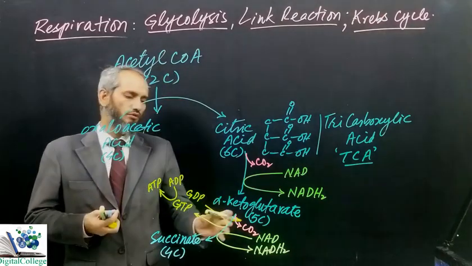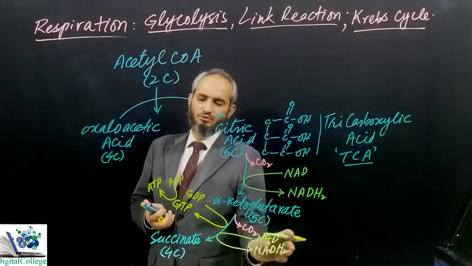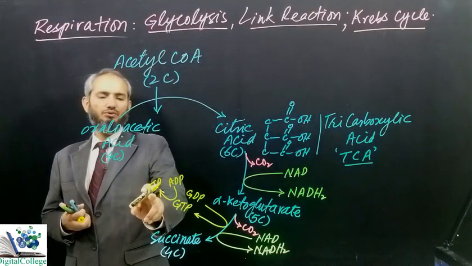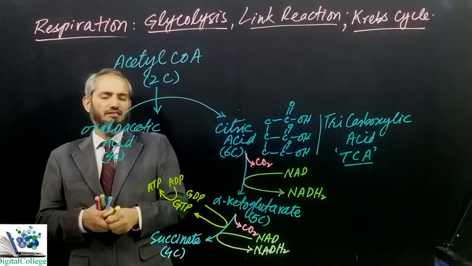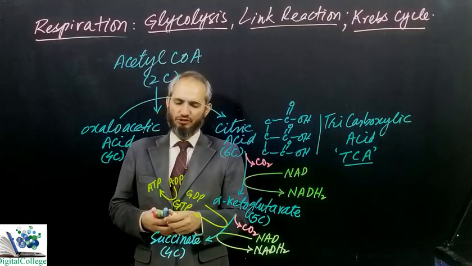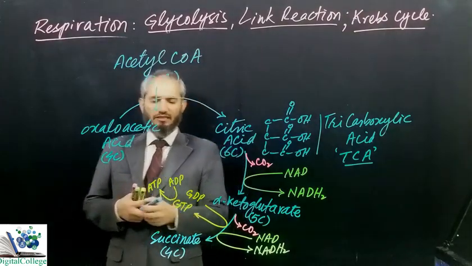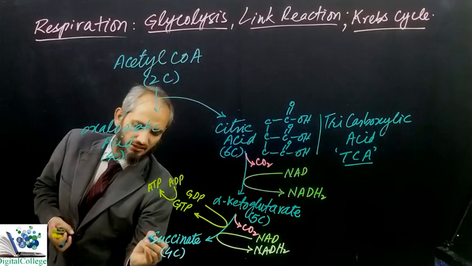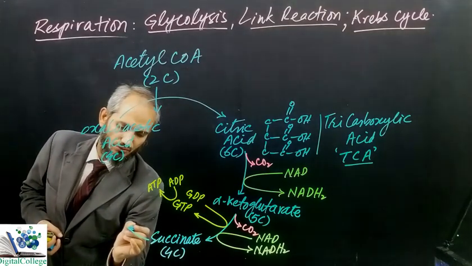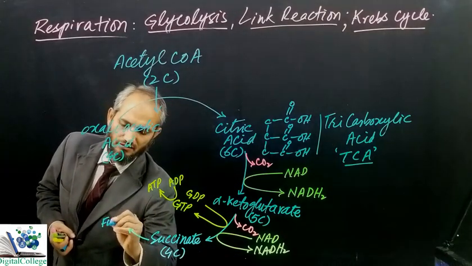So we can say along with the formation of NADH2, there is also the energy stored in the form of ATP. This is another substrate level ATP formation. Now, in the next step, succinic acid is changed into fumaric acid.